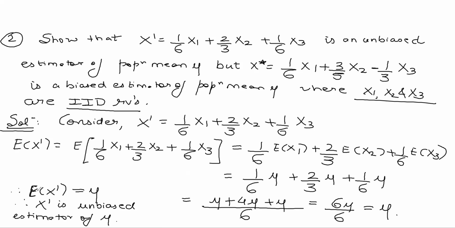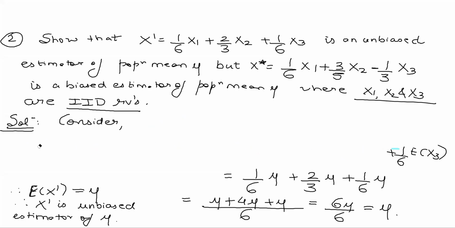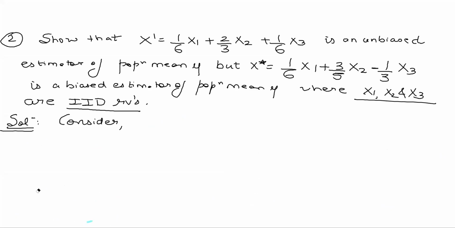Then let's look at the second part of this. Let's look at x star now. Okay, so I'm erasing this off. Let's look at x star. So students can do the same analysis for x star as well. Now consider x star, which is 1/6 of x1 plus 3/5 of x2 minus 1/3 of x3.